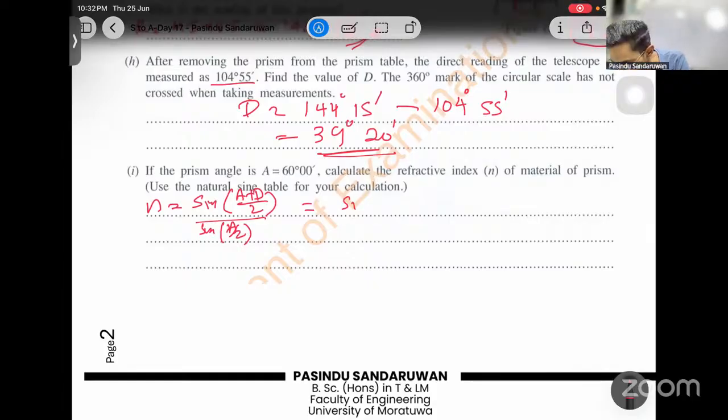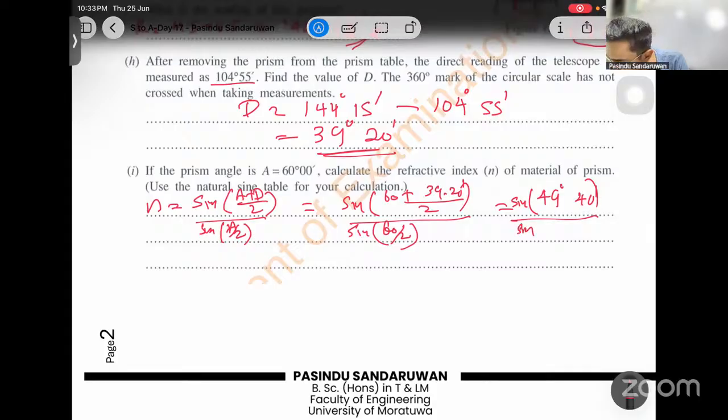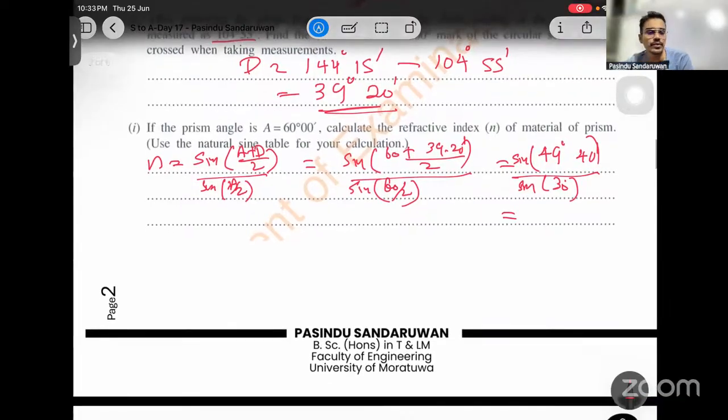Applying the equation: sine of (A plus D) over 2, where A is 60 and D was 39 degrees 20 minutes, over sine of A over 2, which is 60 over 2. 60 plus 39 20 is 99 20, divided by 2 is 49 40. So sine 49 40 over sine 30. We know sine 30, so we have to find sine 49 40.